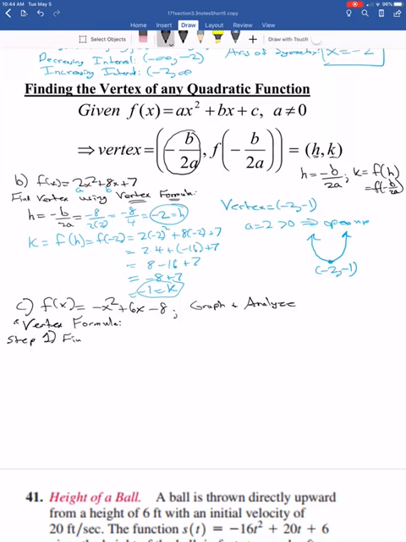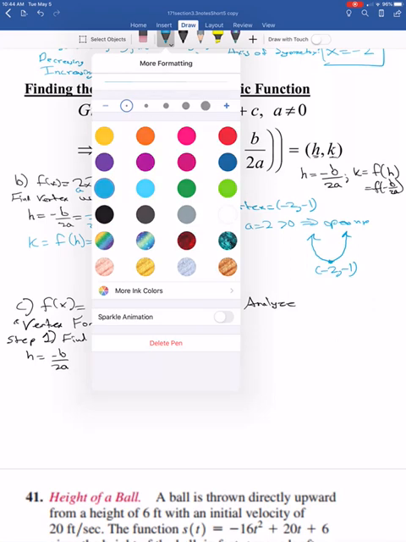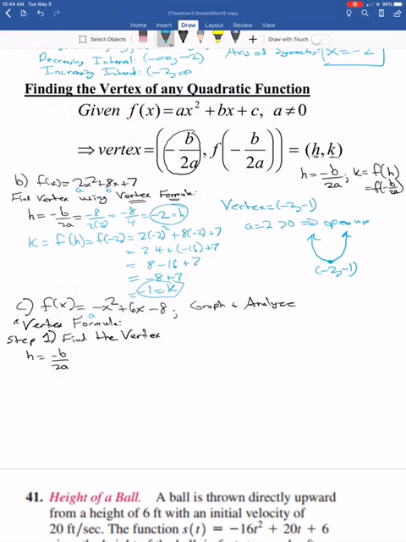All right, so let's find the vertex. H is equal to negative B divided by 2A. So what is A and B? Those are the two values I need. A is negative 1, B is 6, C is negative 8. So as we plug that in, I get negative 6 divided by 2 times negative 1. Negative 6 over negative 2, which is 3. There's the value of H.